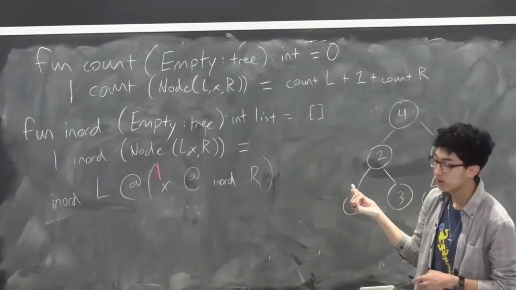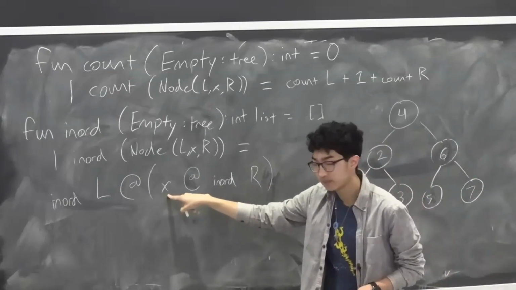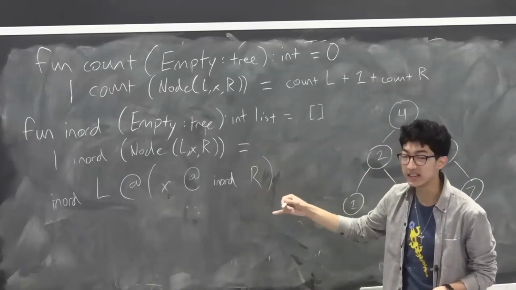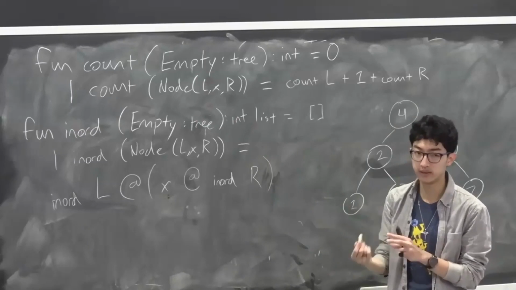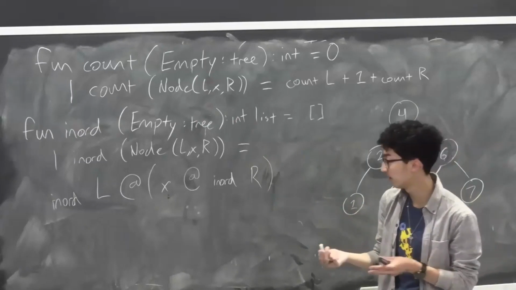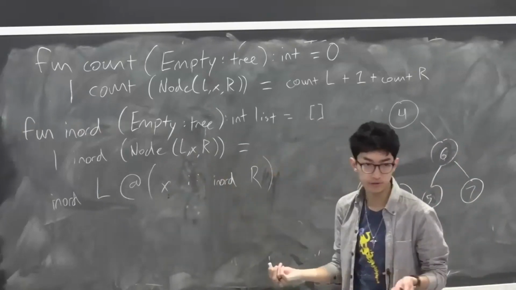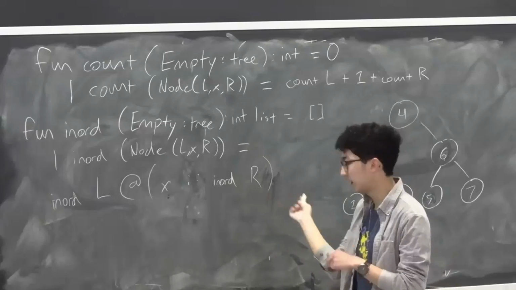This is actually wrong. I can't do this because this doesn't type check. X is an int here. Inord R is an int list. I can't append an int to an int list. But what's the canonical way to prepend an int to an int list? It's cons. Simply enough, right? I cons it onto the right, and then I append that.